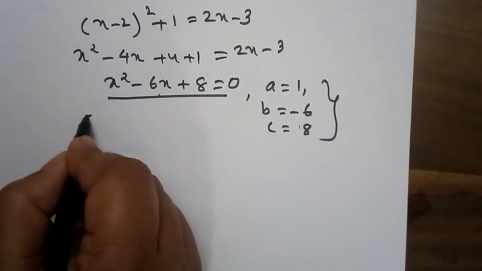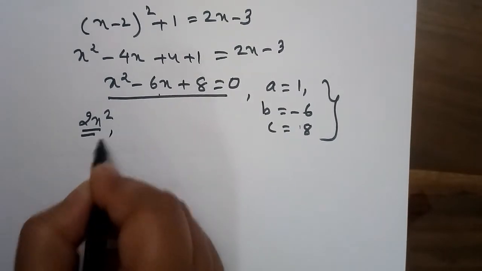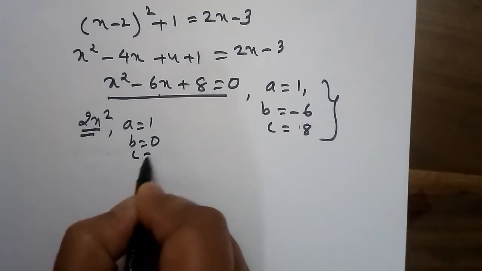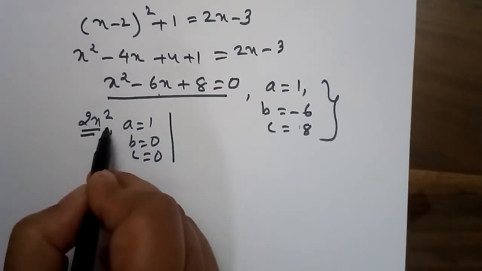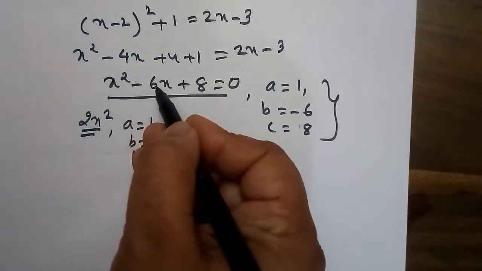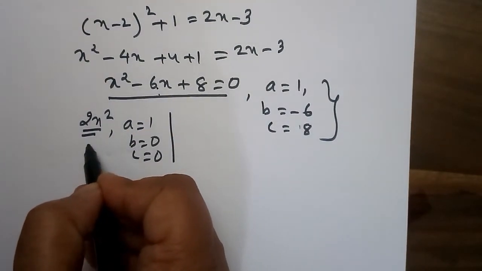Even if I write something as 2x square, this is also a quadratic polynomial, though over here your a is 1, your b is 0, and your c is also 0, because there is no term of x and there is no constant term over here. So even this is a case of a quadratic polynomial.